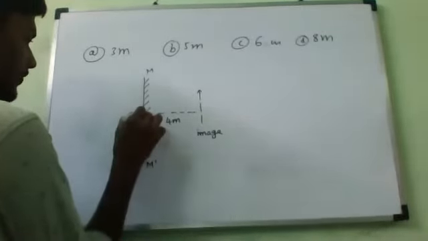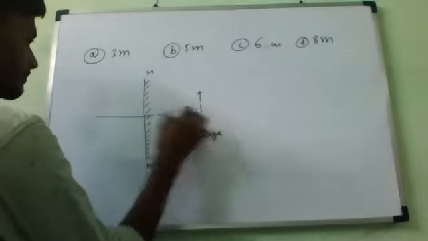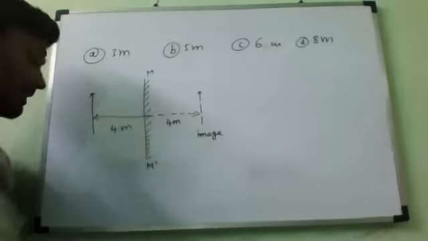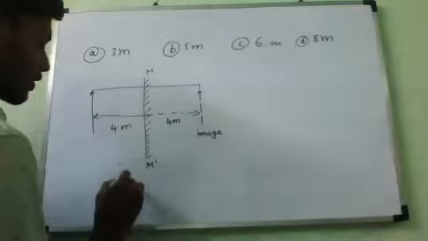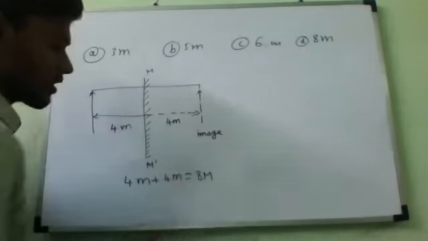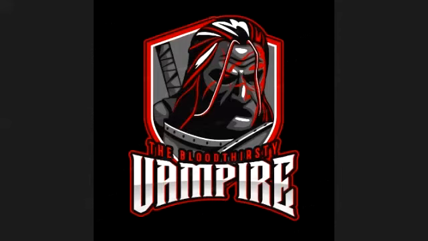Now in front of the mirror also, how much will it be? 4 meters only. Is it correct or not? So now what is the total distance between the image and object? 4 meters plus 4 meters, which is equal to 8 meters. Yes or no?